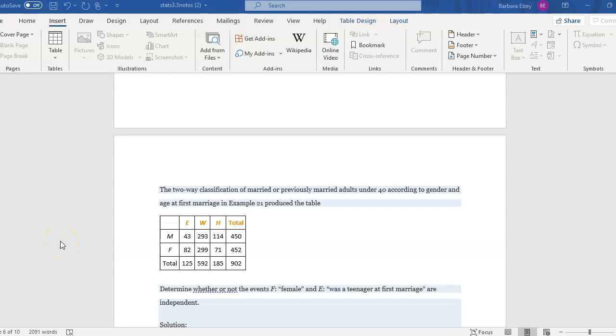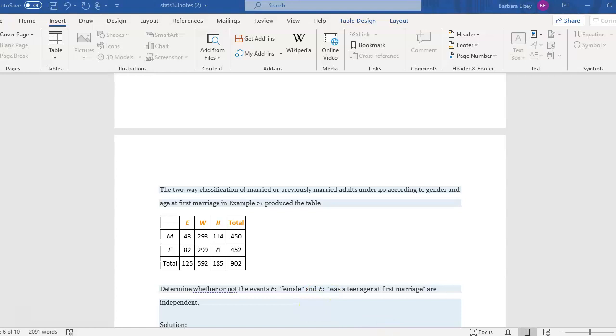So let's look at this one. The two-way classification of married or previously married adults under 40, according to gender and age at first marriage, which we looked at in example 21, and we had this table. We want to determine whether or not the events F, female, and E, which is was a teenager at first marriage, are independent. So we want to know if F and E are independent events.